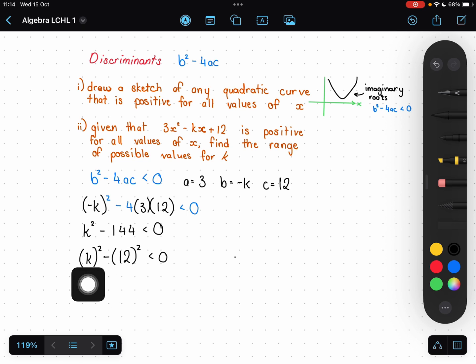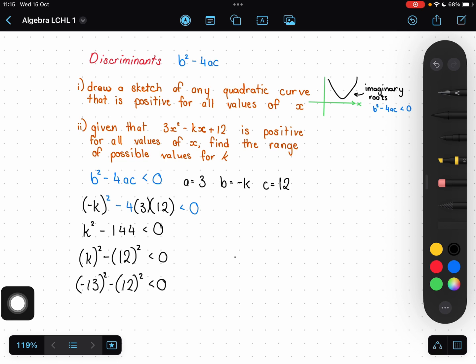What about if k was something like minus 2? That would still also work out. If it was minus 2 squared, that's just 4. So 4 minus 144 is still minus 140. But if I was to have something here like minus 13, just as an example, so this isn't the correct thing to do, minus 13 squared is the same as 13 squared. So 169 minus 12 squared is not less than 0. So it can't be any negatives that are beyond minus 12.